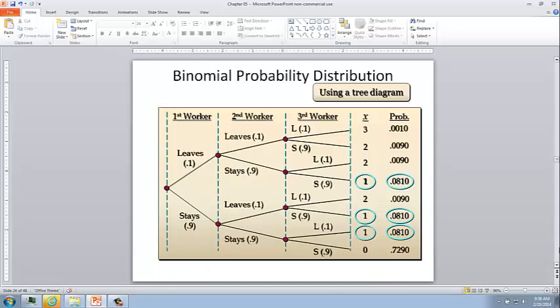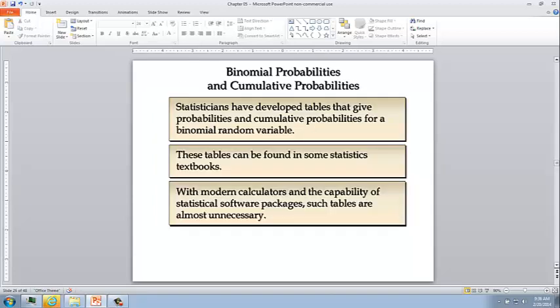This is another illustration of solving the problem using a tree diagram. The ones that are circled are precisely the outcomes where only one employee of the 3 leaves. But to reiterate, it may not be convenient to use the tree diagram. It may be faster to use the binomial probability equation. Just to note, there are tables that one can use, but with modern calculators being very powerful, all you need to do really is memorize the binomial formula.